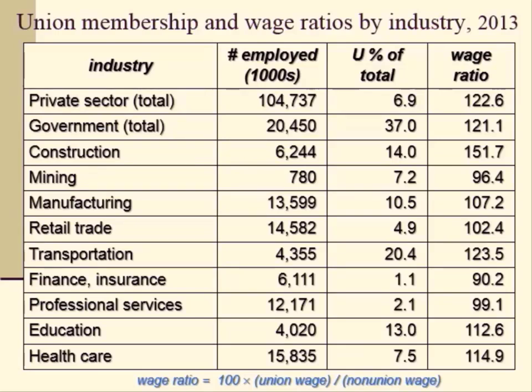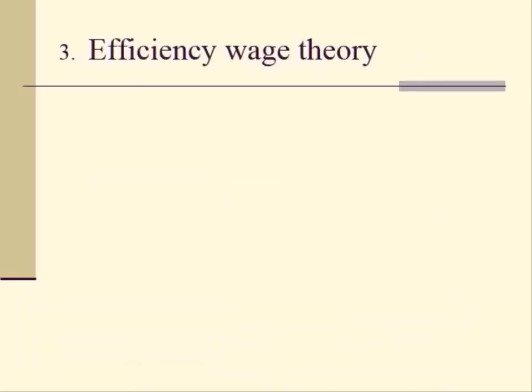And testing the second implication, we can see that in general, the greater the percent of union workers in an industry, the higher the wage ratio. And if you actually find the correlation, you see the correlation is about 0.5 positive. So there's a positive correlation between these. That means the difference between union and non-union wages is higher in industries that are more heavily unionized than in less heavily unionized industries, if you look at the data here.